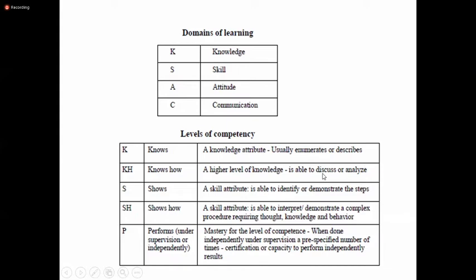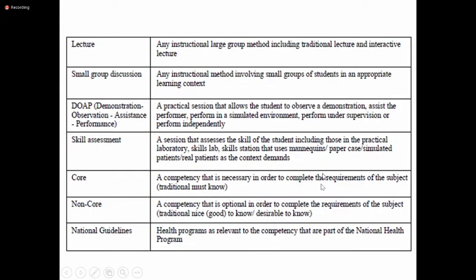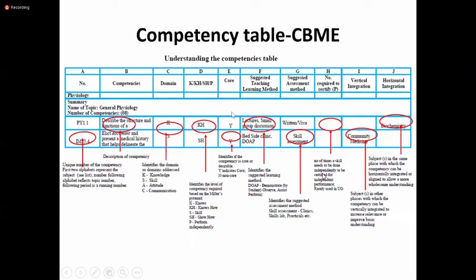Here, a few of the glossary terms have been given. Core means it is a competency that is necessary in order to complete the requirement of the subjects. So if you want to pass the biochemistry subject, you have to acquire this competency. Yes, core, because it is a core competency. So these core competencies have to be acquired by all the students to pass the examination. So that is the meaning of core.